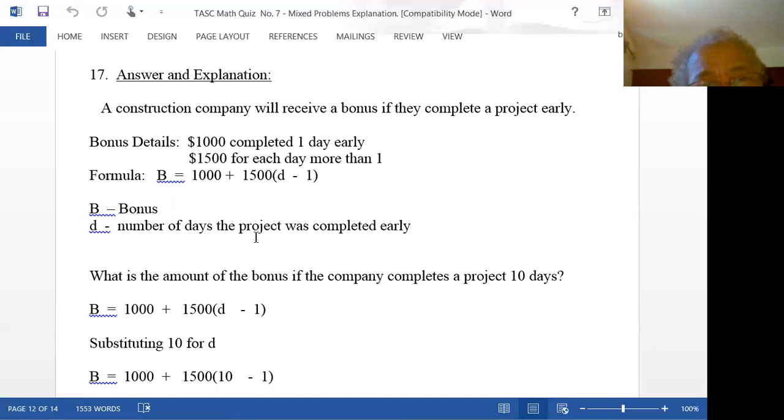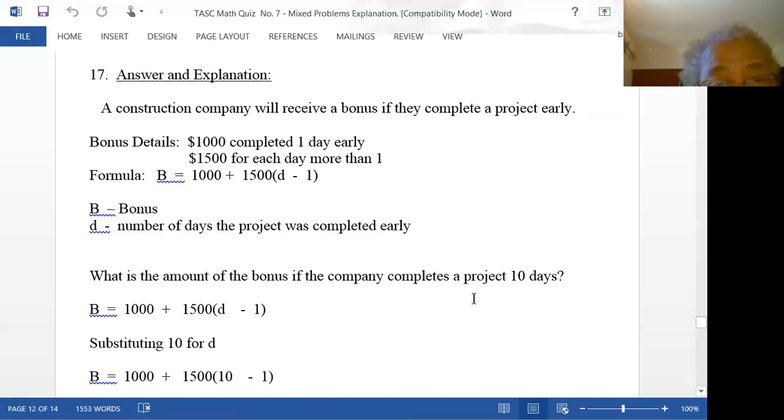Now here's the formula. This is the bonus: 1,000 plus 1,500 times the days they completed early minus 1, because you already have the 1 here for the 1,000. Our question: what is the amount of the bonus if the company completes a project in 10 days? All right. Now, if they complete the project in 10 days, what would be the bonus? They completed 10 days early.